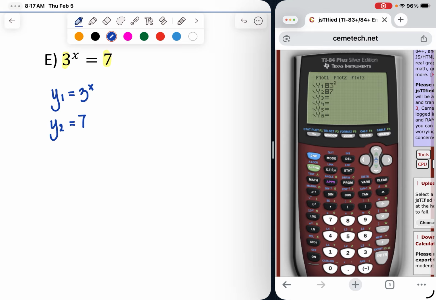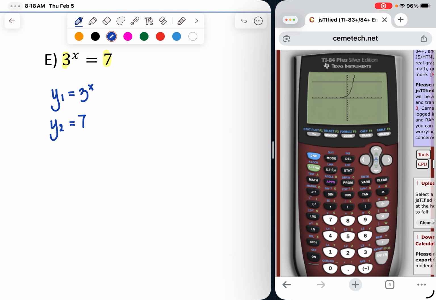My calculator, as you saw in the beginning, was reset to factory settings when I turned it on. So if you hit graph right now and you graph something that wasn't on the negative 10 to 10, negative 10 to 10 coordinate plane, you might not see it. To fix that, you could always hit zoom 6, which is zoom standard, and it'll graph it negative 10 to 10, negative 10 to 10. So there's y equals 3 to the x, there's y equals 7, and I can see that they intersect right there.